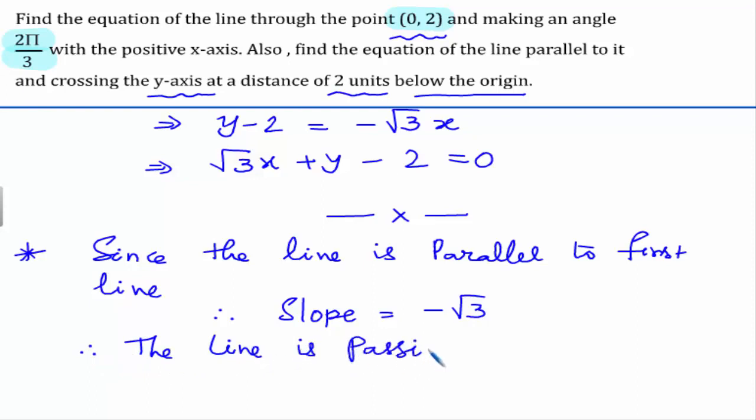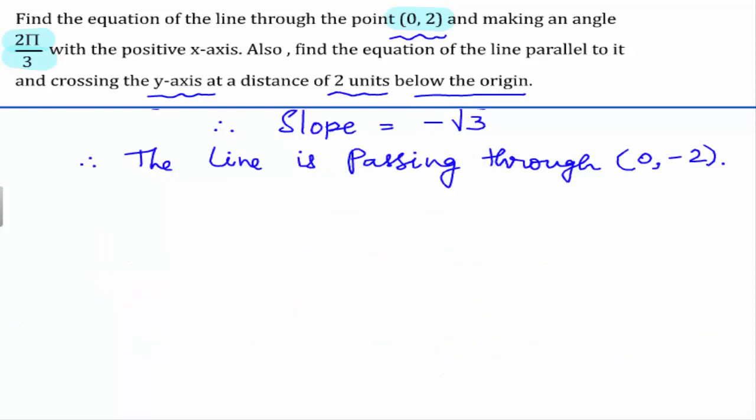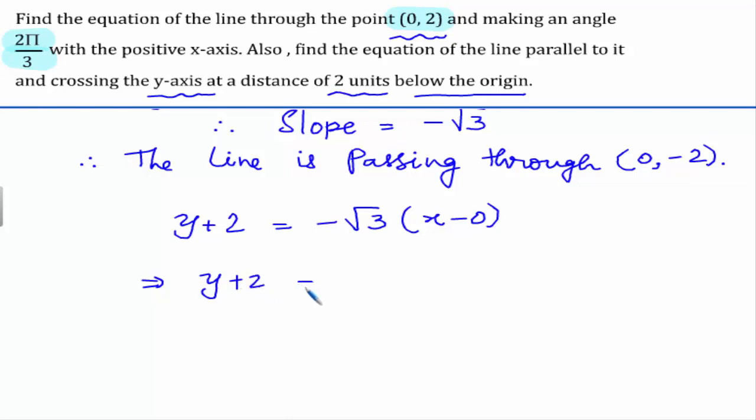passing through (0, minus 2). Now we have slope and point. Slope point form is y minus y1 is equal to m into x minus x1. So y1 is minus 2, therefore it is y plus 2 is equal to minus root 3 into x minus 0. So we get y plus 2 is equal to minus root 3x. We get root 3x plus y plus 2 is equal to 0.